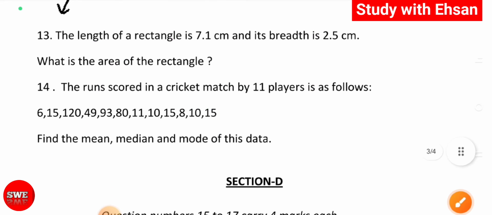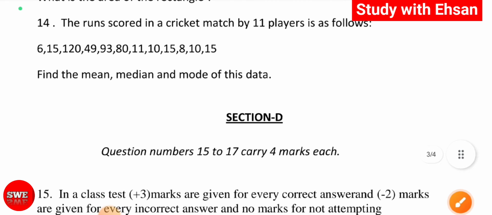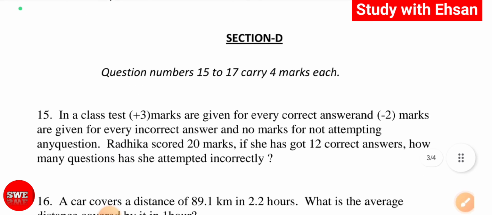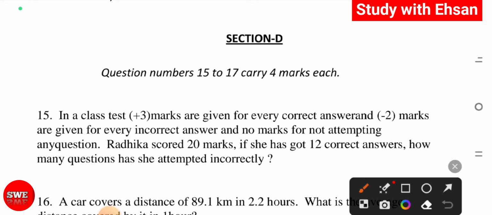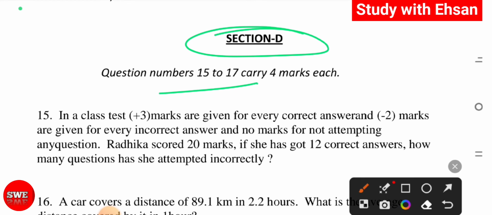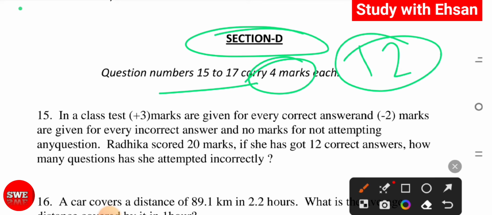Okay. Now this was the end of section C, one of the most important sections of this question paper. And now this is section D. Section D consists of 3 questions of 4 marks each. This is also the famous 12 marks section and the second most important section of this question paper. Then question number 15 is there.